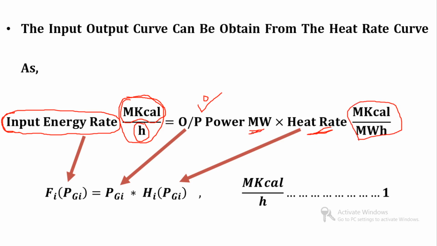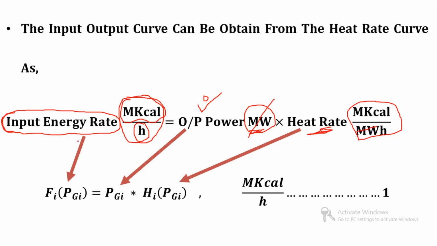So output power unit is megawatt, heat rate is given by million kilocalories per megawatt hour. So you can see that this megawatt cancels out by this megawatt. So the rest of the unit becomes million kilocalories per hour. So this is the unit of input energy rate. So we can say that input energy rate is equal to output power multiplied by heat rate.